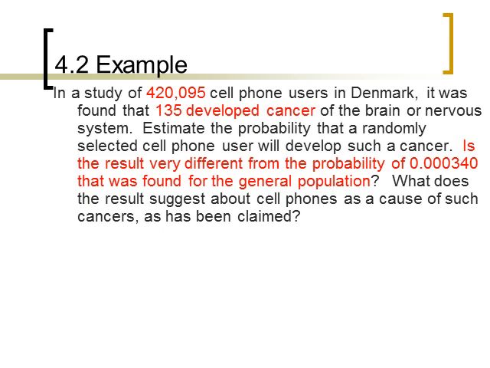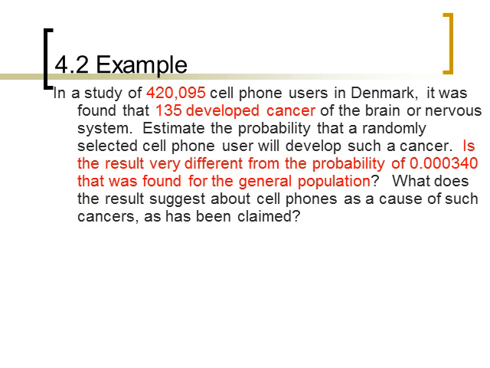Here's another example taken out of your textbook that refers to probability. In a study of 420,095 cell phone users in Denmark, it was found that 135 developed cancer of the brain or nervous system. Estimate the probability that a randomly selected cell phone user will develop such a cancer. Is the result very different from the probability of 0.000340 that was found for the general population to develop cancer? What does the result suggest about cell phones and the cause of such cancers as has been claimed before?